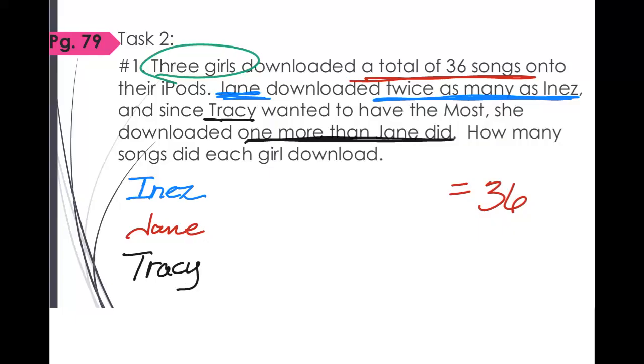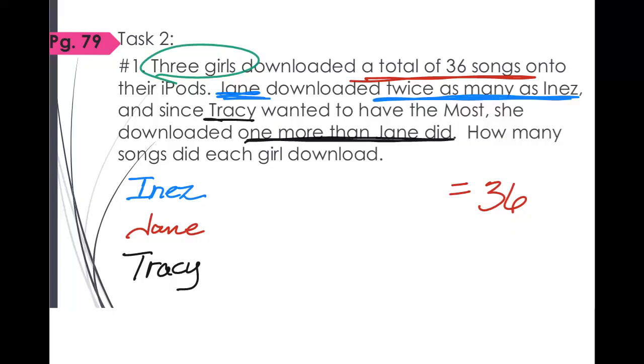Now, as we read this, Jane has twice as many as Inez. So Jane's number is based on whose? Inez. And then it says Tracy has one more than Jane. So Tracy's number is based on Jane, but Jane is based on Inez. So who is our main person here that everything really is based on? Inez.